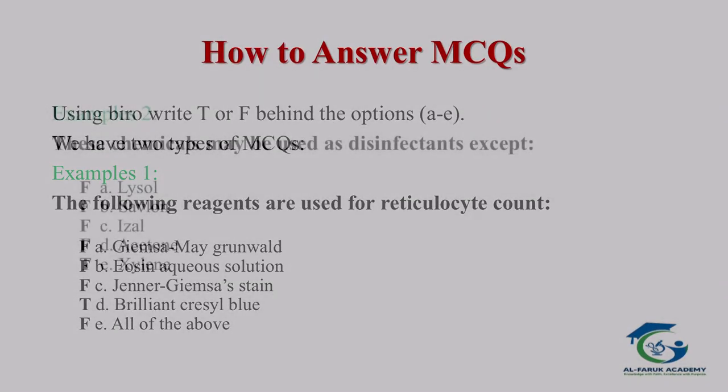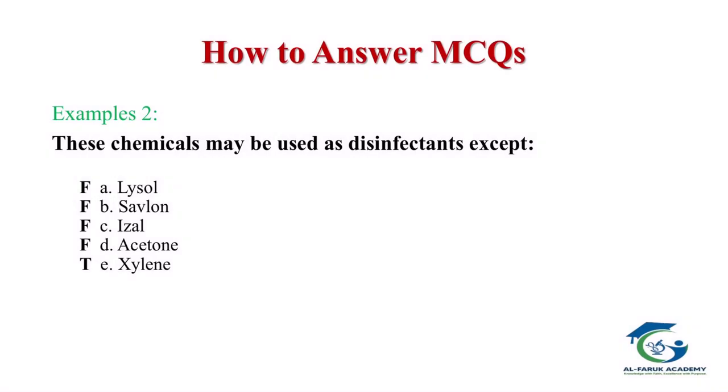Another type of MCQ is when the question contains the word except. For example: these chemicals may be used as disinfectant, except. Whenever you see except in the question, you have to choose the wrong answer as the true one. So except means one of the chemicals is not used as a disinfectant.